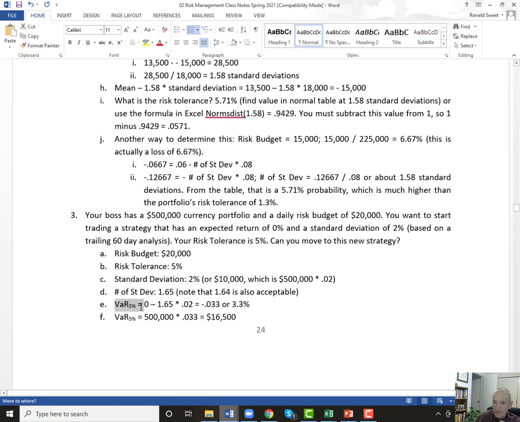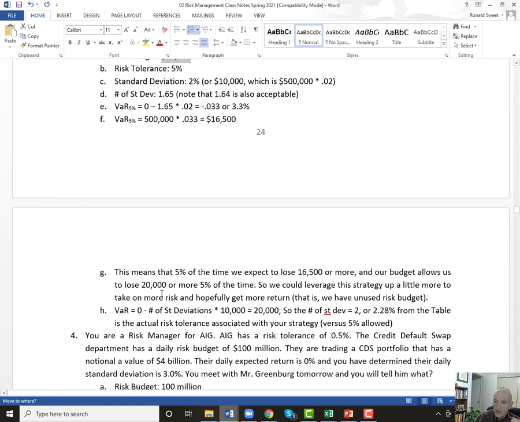So my VaR at 5%, again, I strongly encourage you, always put your VaR number there, is our mean 0 minus 1.65 times 0.02, and that gives us a VaR of 3.3%. So VaR at 5% is $500,000 times 3.3%, or $16,500. Our budget was $20,000, so hey, we're well within our budget. We expect to lose $16,500 or more 5% of the time, or we expect to lose no more than $16,500 95% of the time. Our budget is $20,000, so we're good.